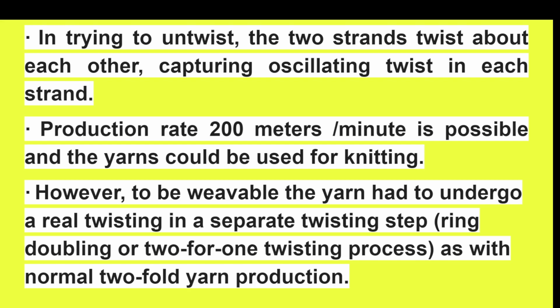A production rate of 200 meters per minute is possible and the yarns could be used for knitting. However, to be weavable, the yarn had to undergo a real twisting in a separate twisting step, ring doubling or 2 for 1 twisting process, as with normal two-fold yarn production.